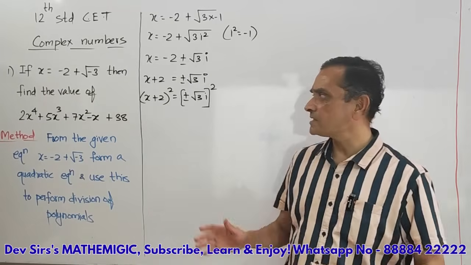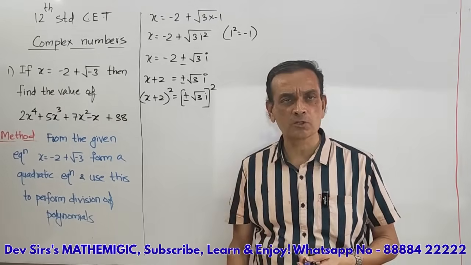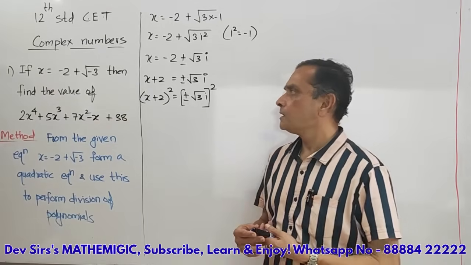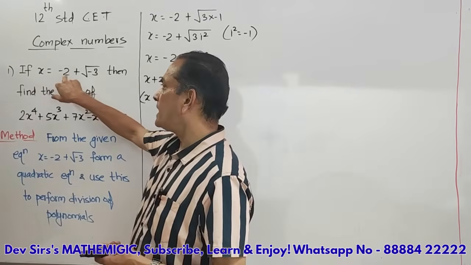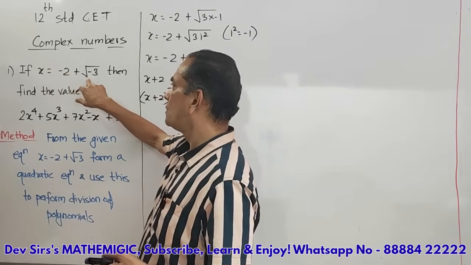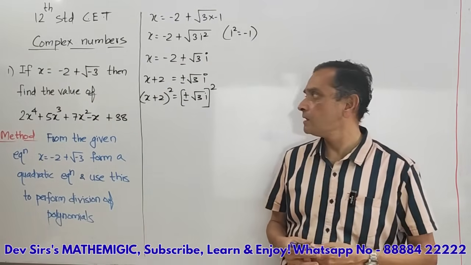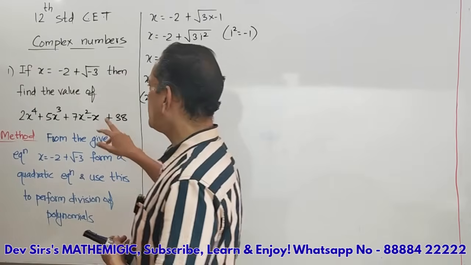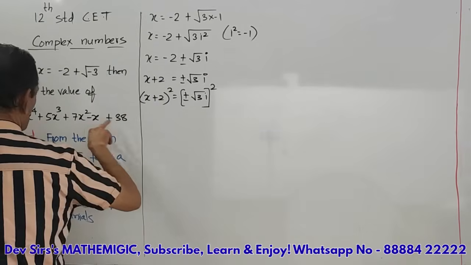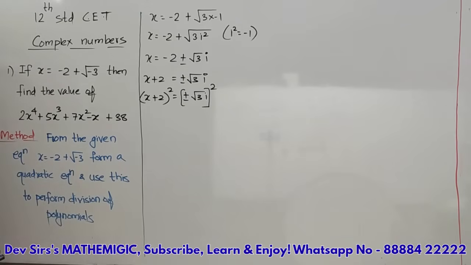11th standard, it was asked in 2024 or 2025. X is equal to -2 plus root of -3. That is the value of x given. Then find the value of all this. What is the method given? From the given equation, this equation. This is our main equation.